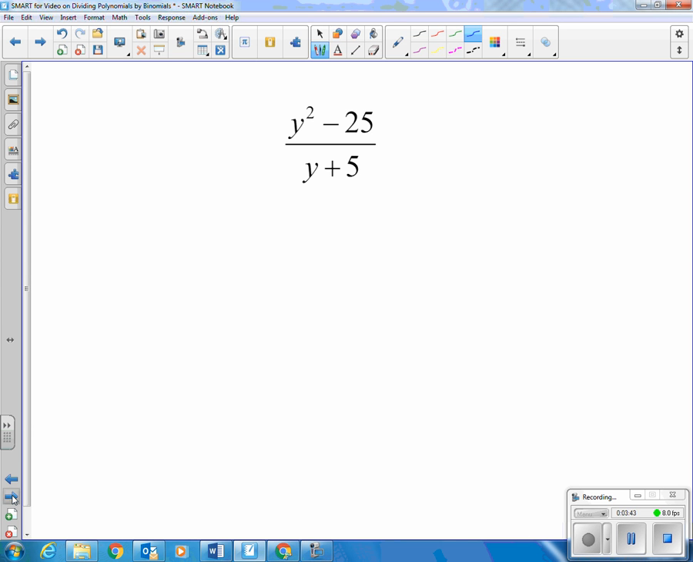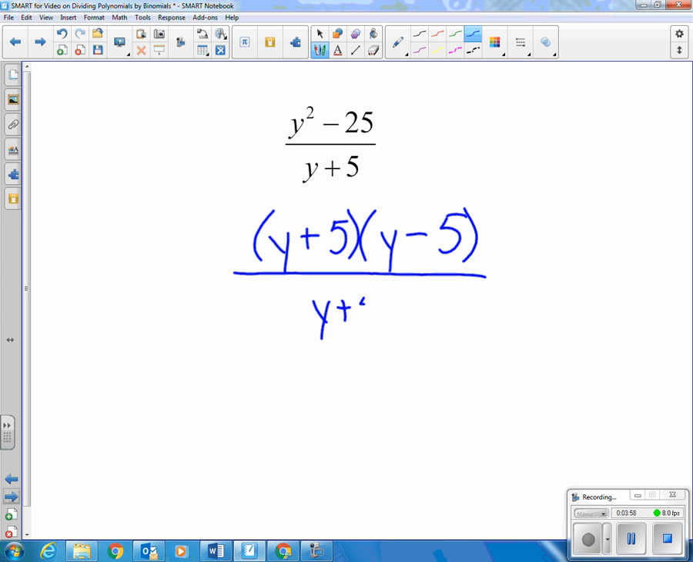Here's another one. The top part, hopefully you recognize that the top is the difference of squares. So I'm going to use my difference of squares rule. So I know it's going to be y plus and y minus, and 5 times 5 gives me the 25. Okay, all that goes over y plus 5.